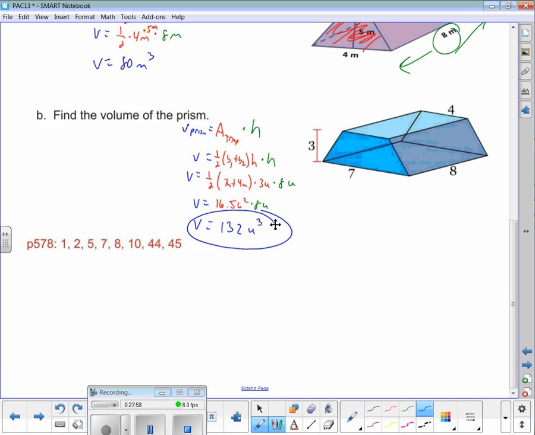Hey, volumes aren't hard. Volumes are not hard. Remember, you got to do what's in the parentheses first. So you got to do the 7 and the 4 and get 11. I did the intermediate step. You don't necessarily have to show this step as long as you're here. But just be careful with your calculator there, right?